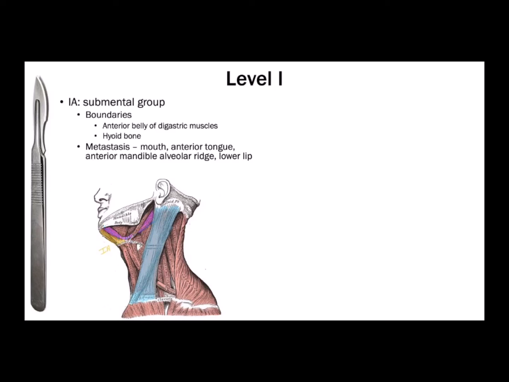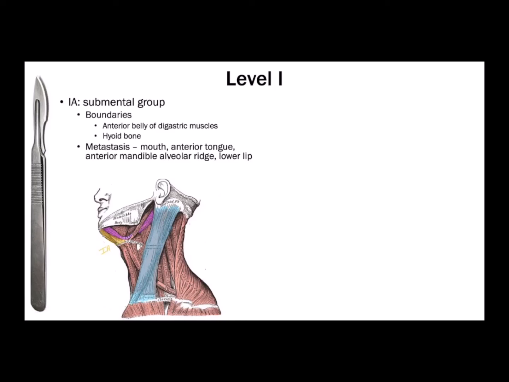Now the anterior belly on the right and the left sides is going to be the lateral boundaries of that level 1A, and the hyoid bone is going to be the inferior. So it's essentially forming this little triangle at the chin area. So remember your anatomical terminology. Mental is referring to the chin area, so submental literally is just below the chin, and that's exactly what this is. So metastasis, typically in this area, these lymph nodes are going to occur from mouth, anterior tongue, the anterior mandible alveolar ridge, and the lower lip. And that's why you don't typically get these with a laryngeal carcinoma specimen.